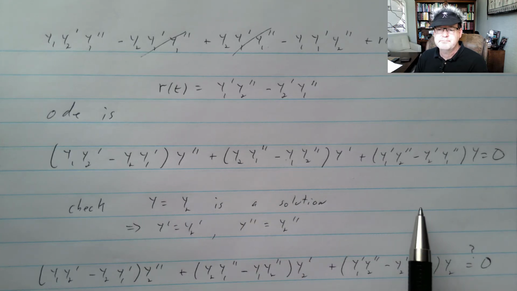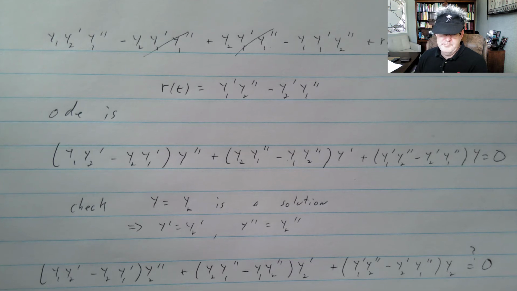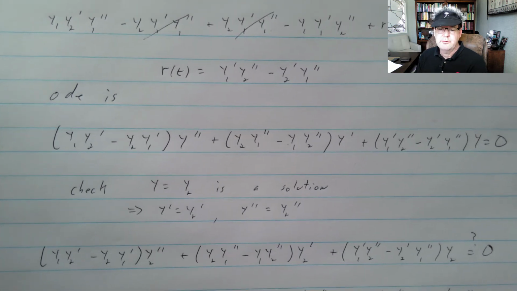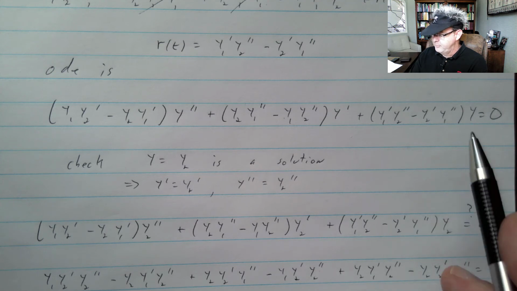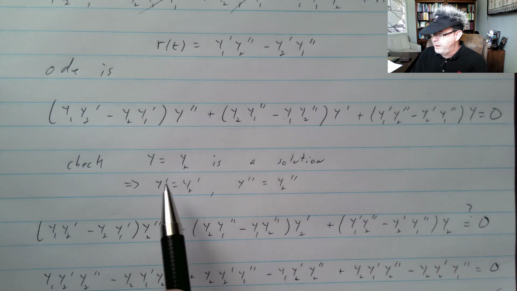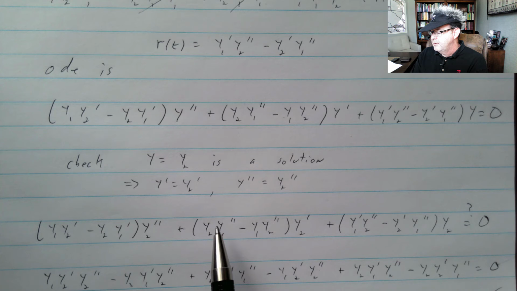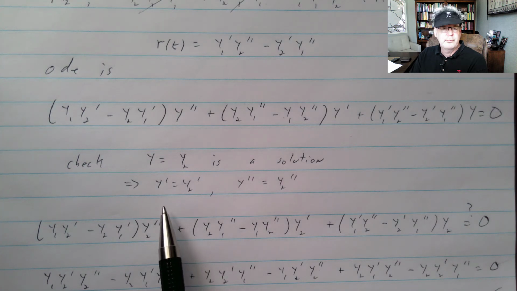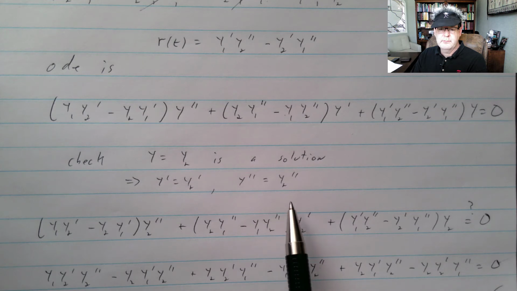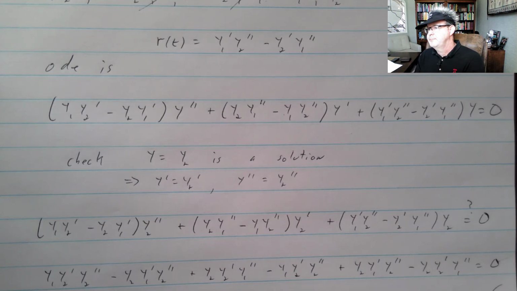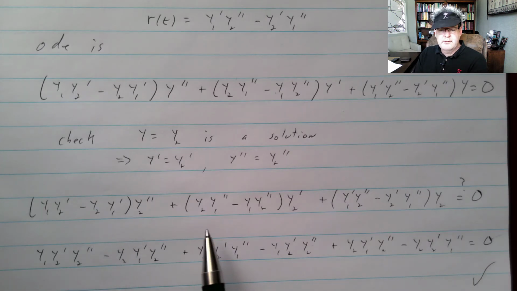So there it is. And of course, I'll check that y2 was also a solution. Y1 was obviously forced to be a solution, but let's check y2 is as well. So if y is y2, then y prime is y2 prime, and y double prime is y2 double prime. So I'll just sub that in.